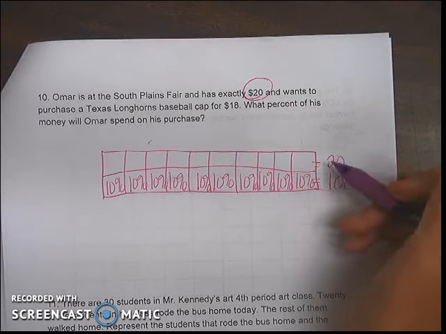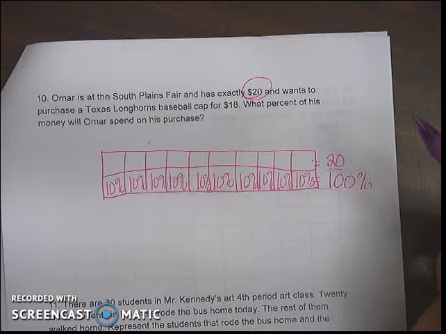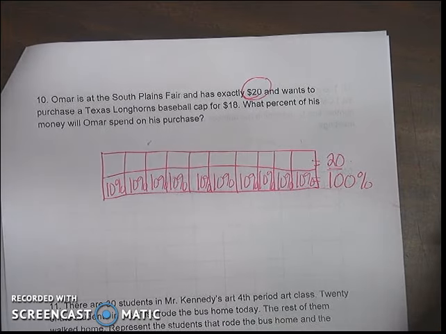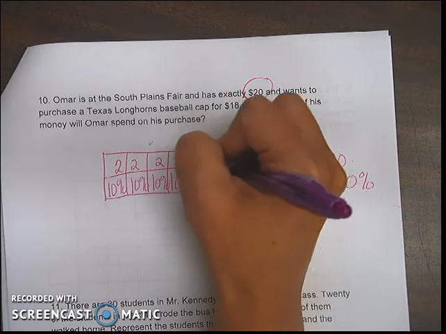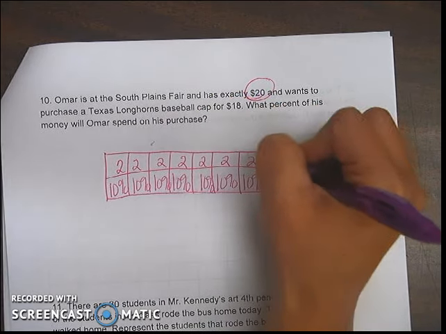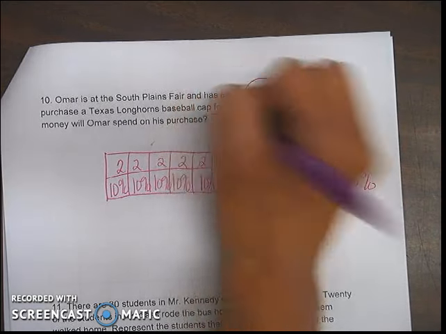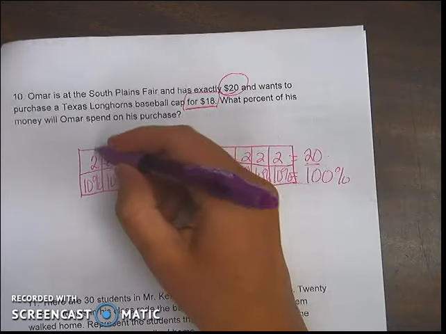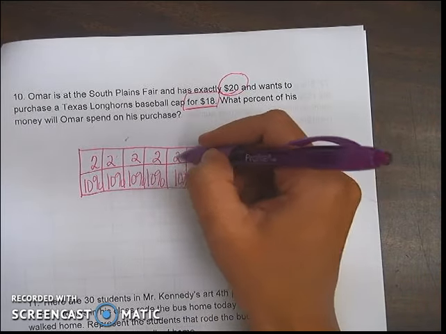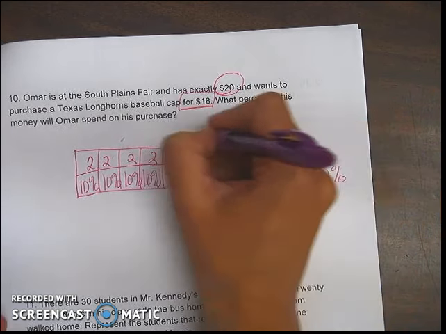Okay, and what's 20? Because it's like you have $20 and you need to split it up amongst 10 different things. So what's 20 divided by 10? 2. So that means each box is going to get 2%. So how much money was Omar going to spend? $18. So 2, 4, 6, 8, 10, 12, 14, 16, 18. So I need all of this.